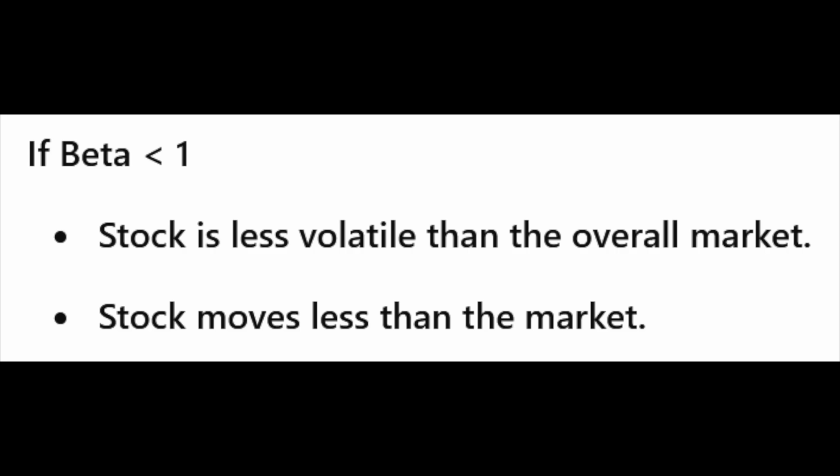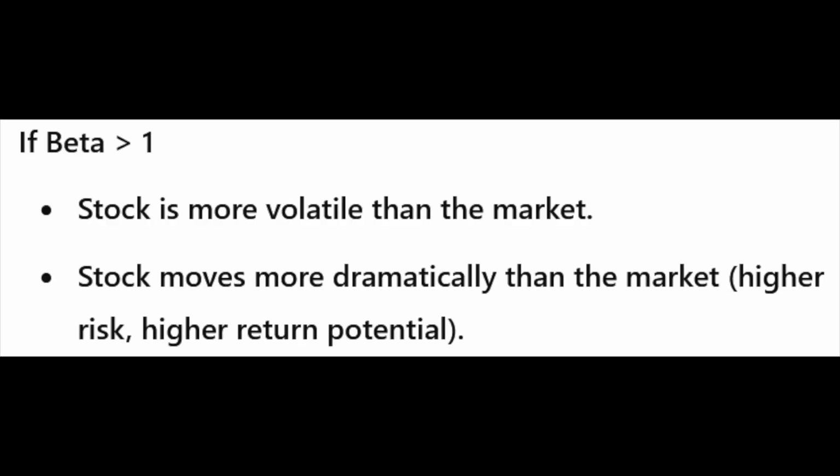And if beta is lower than 1, that means that your stock is less volatile than the overall market. That tells you that your stock is relatively stable and doesn't go up or down as much as the overall market does. Now, if beta is more than 1, that means that the stock is more volatile than the market and is expected to move more dramatically. This often implies higher risk, but it also comes with the potential for higher returns.